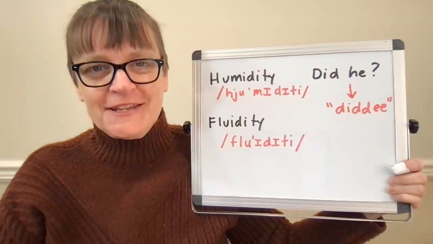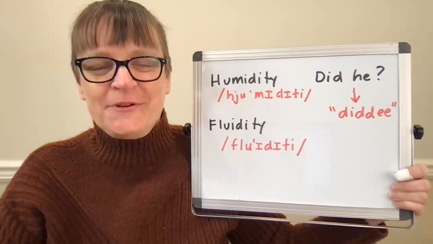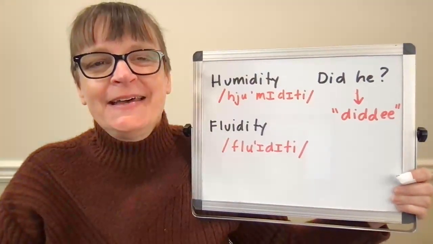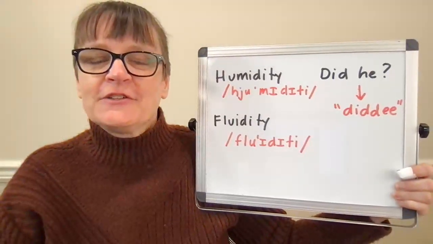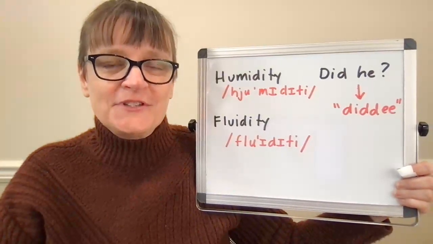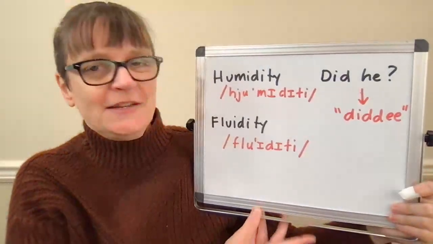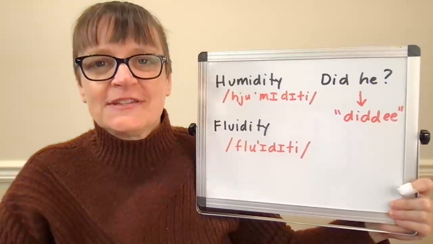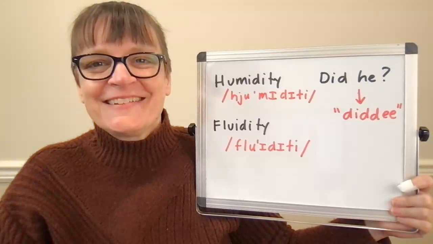Welcome to our Word of the Day series, where I've been taking your requests for words you'd like help to pronounce in American English. Today's request was for the words humidity and fluidity. This viewer was talking about how it was difficult for them to pronounce the ditty ending. So the suffix ditty has two flap sounds, and it's challenging.